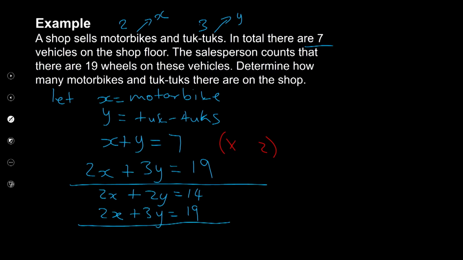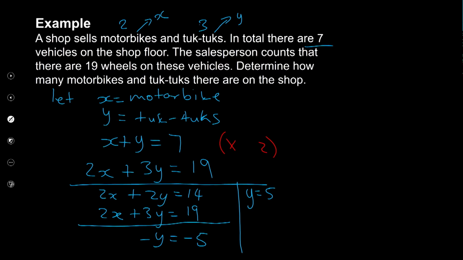The first equation minus the second equation, so that will give me 2x minus 2x is 0. 2y minus 3y will give me negative y, equals 14 minus 19, which gives negative 5, and then it means that y is equal to 5. What does this mean? It means that I have 5 tuk-tuks, right? So for tuk-tuks, I have 15 wheels. The other one, automatically, you know that it will mean that I have 2 motorbikes.